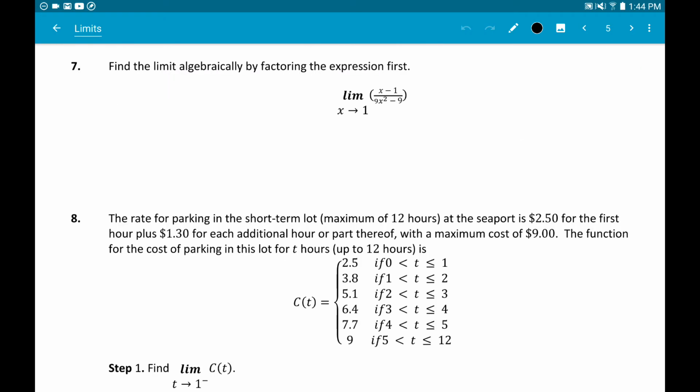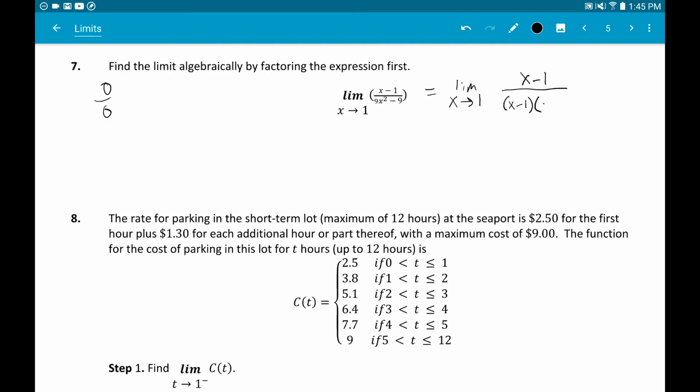Okay. Number 7, again, same thing. If I plug in 1, I'm going to get 1 minus 1 is 0. If I plug in 1 on the bottom, 9 times 1 squared is 9, minus 9 is going to be 0, so I've got to factor and cancel again. Okay, so in this case, if we factor, the top is already done. On the bottom, since you got 0 over 0, one of these has to be the same thing. And just figure out the other one.